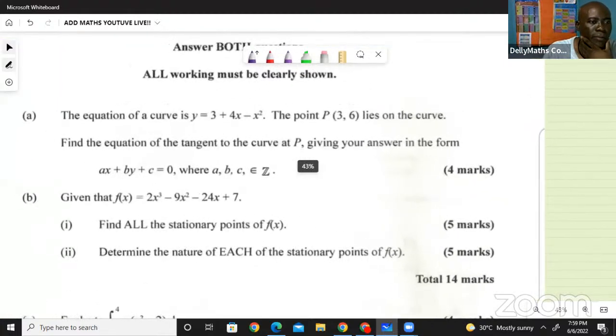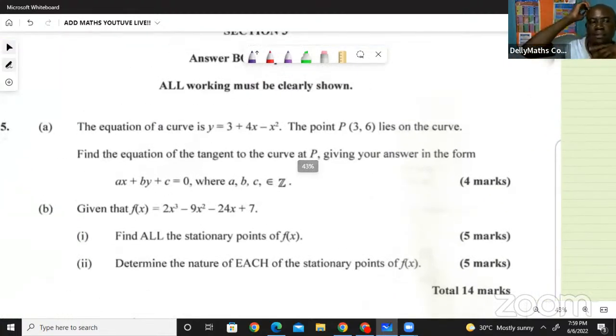All right, so we're looking at this question that says the equation of the curve is y equals 3 plus 4x minus x squared. The point P, which is (3, 6), lies on the curve. Find the equation of the tangent to the curve at P and give your answer in the format ax plus by plus c. All right.